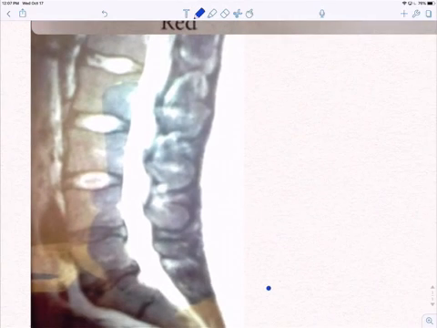Anyways, here is a picture of an MRI image of my lower back. So if you ever wonder if I'm a robot or not, the answer is no.